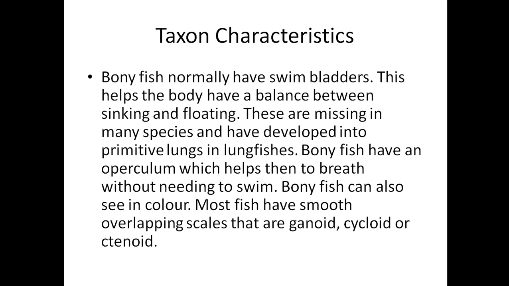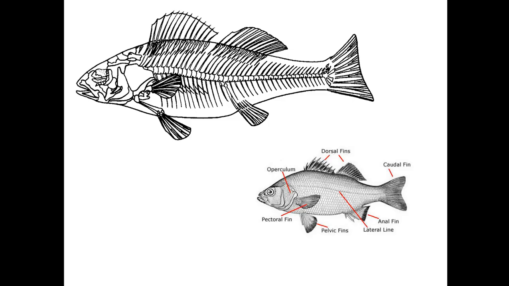I have told you they have two large optic lobes. The power of vision is also very well developed. Even the bony fishes can also see the color. They can distinguish the color and colored vision. And most of the fishes have smooth overlapping scales. And these scales may be of ganoid type, cycloid type, or ctenoid type. So this is how, see, this is the bony elements.